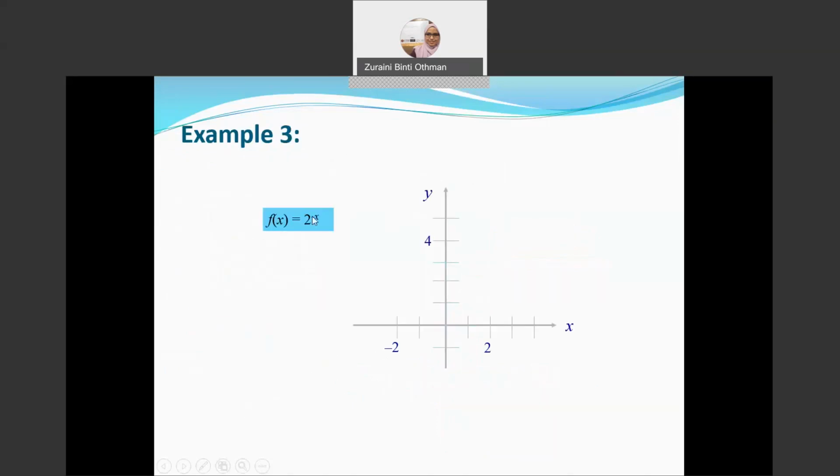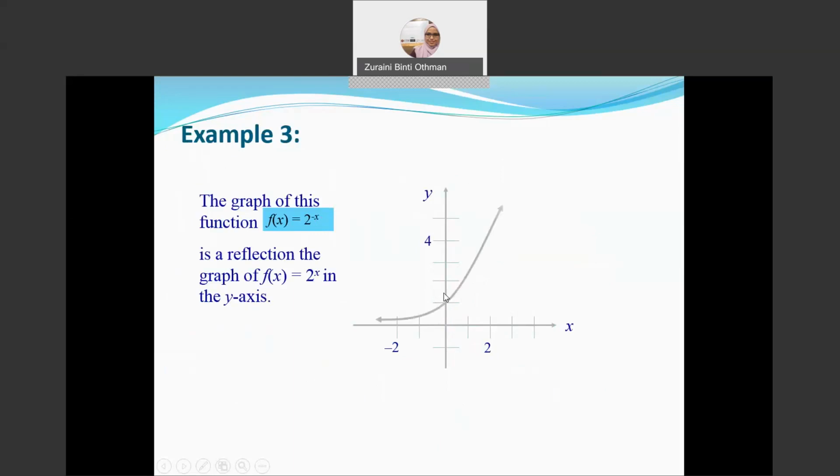So for this, 2 power of negative x, we know that previously, when it is power of negative x, it will reflect, meaning the pattern will be flipped. This is the previous one where we had 2 power of x, and 2 power of negative x will get a reversed pattern, which is this one. Now the domain is negative infinity to infinity, and the range is also the same, 0 until infinity.